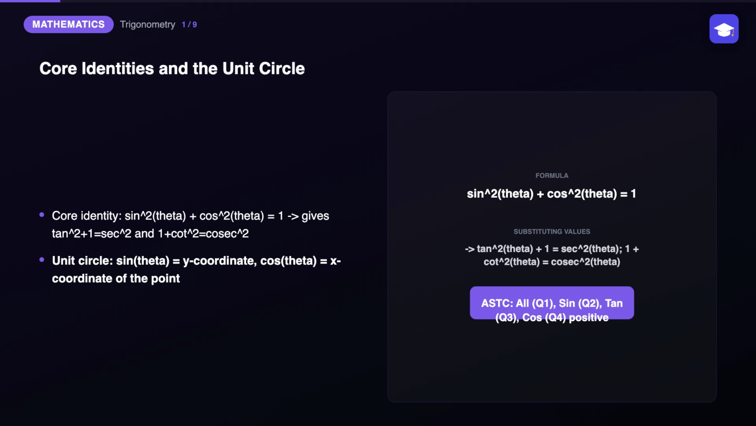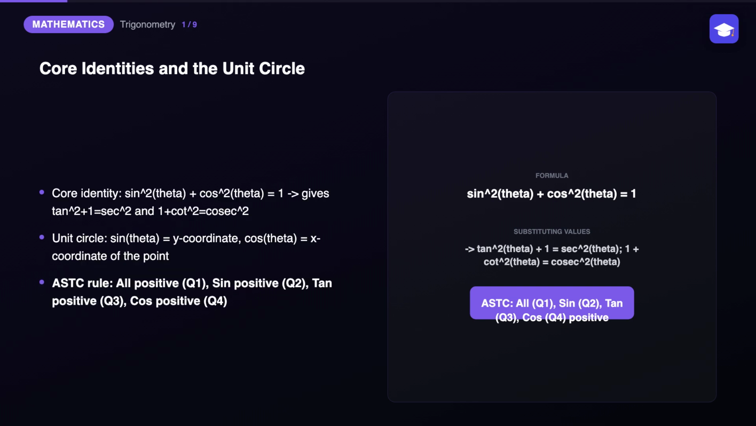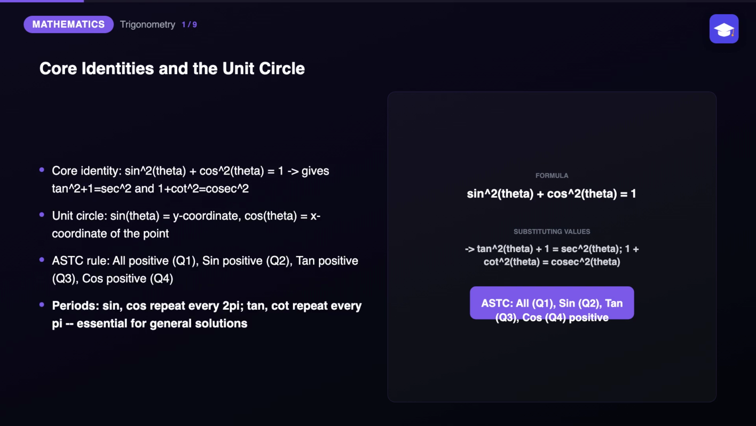The unit circle itself is genuinely the single best mental model for understanding trigonometric functions properly. Sine of theta equals the y-coordinate of the corresponding point, cosine of theta equals the x-coordinate. And this immediately explains the ASTC rule. All trigonometric ratios are positive in the first quadrant, only sine and its reciprocal cosecant are positive in the second, only tangent and its reciprocal cotangent are positive in the third, and only cosine and its reciprocal secant are positive in the fourth.